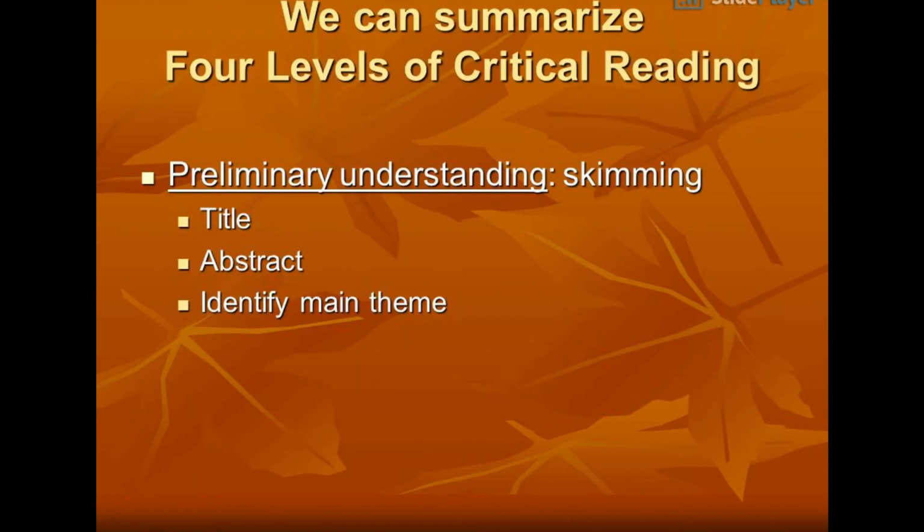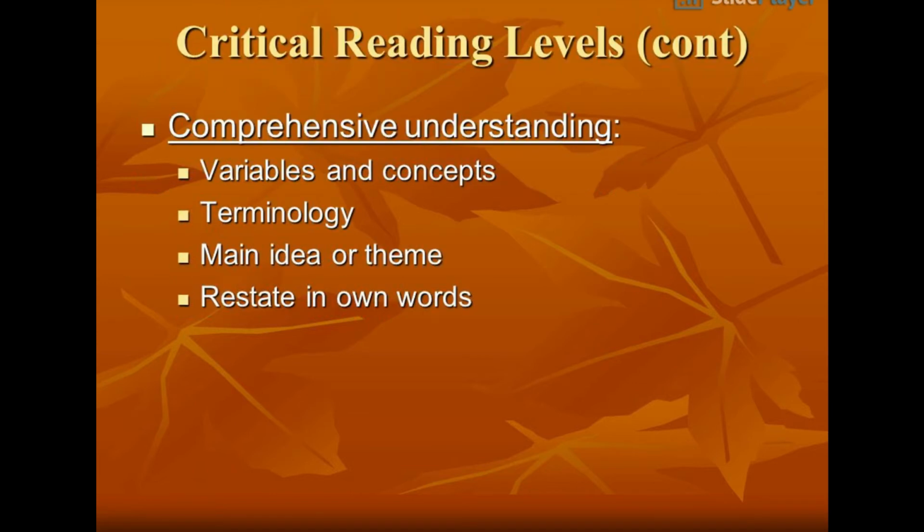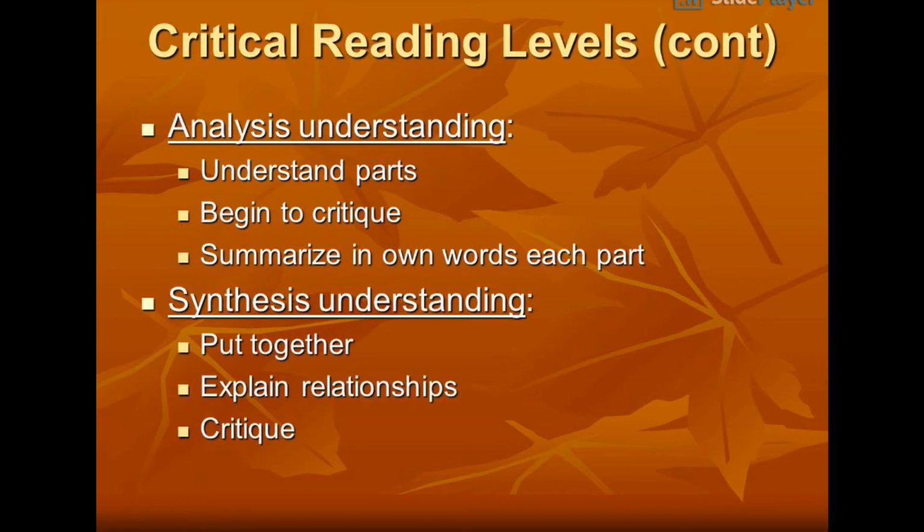We can summarize 4 levels of critical reading. Preliminary understanding, skimming. Title. Abstract. Identify main theme. Critical reading levels, Cont. Comprehensive understanding. Variables and concepts. Terminology. Main idea or theme. Restate in own words. Critical reading levels, Cont.